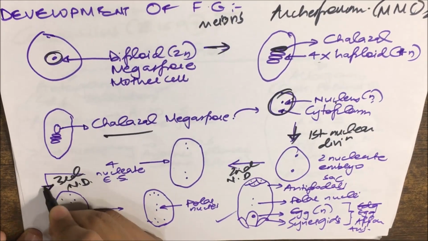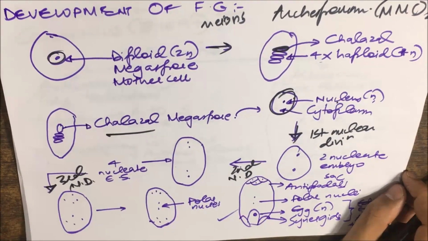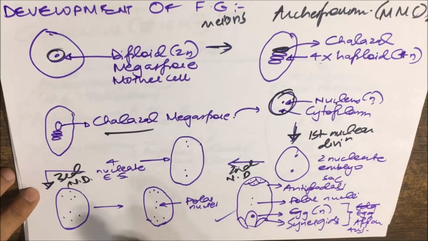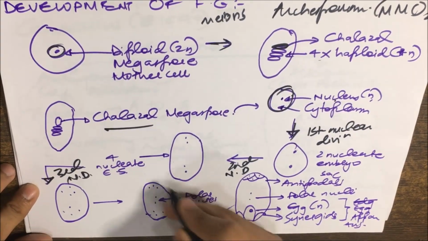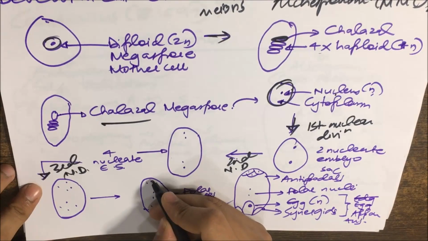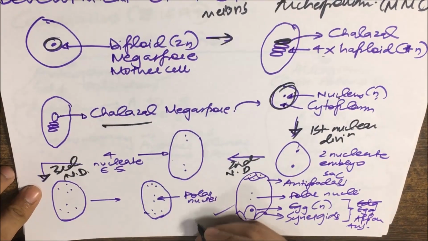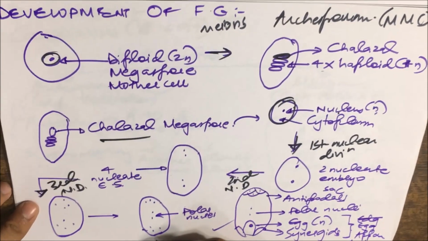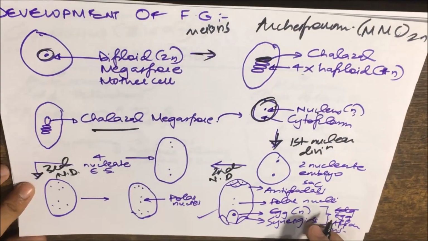After the third nuclear division, we have 8 nuclei inside the cytoplasm, which get arranged in the form later seen in the embryo sac, wherein 3 nuclei move towards the chalazal end, 3 towards the micropylar end, and 2 remain in the center.